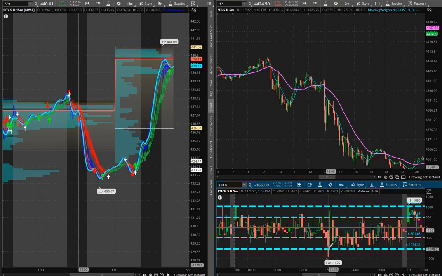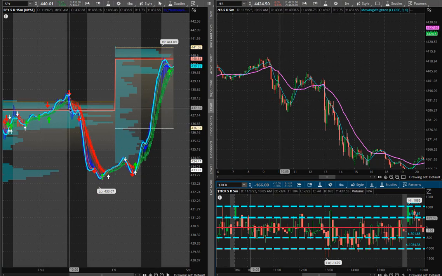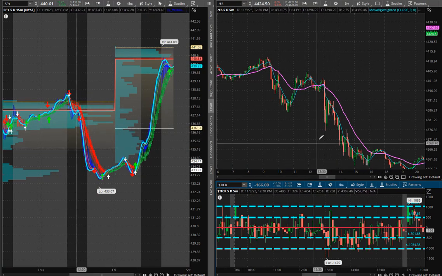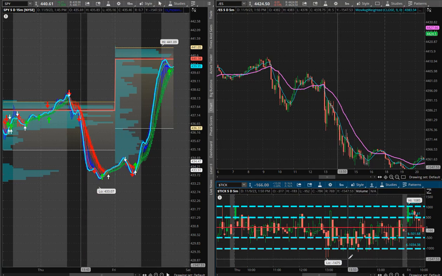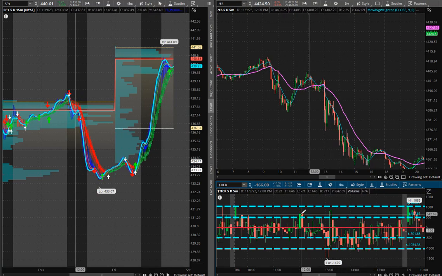So let it go on the other side. You unnecessarily got stopped out. The intention was correct, the bias was correct. And what else came out of it? This is another one, early part of it.